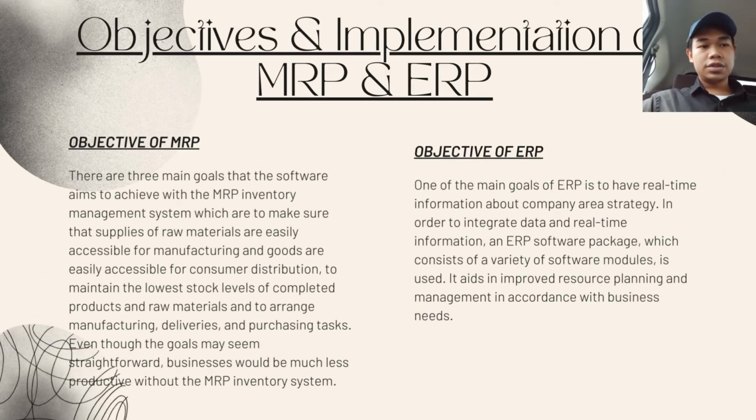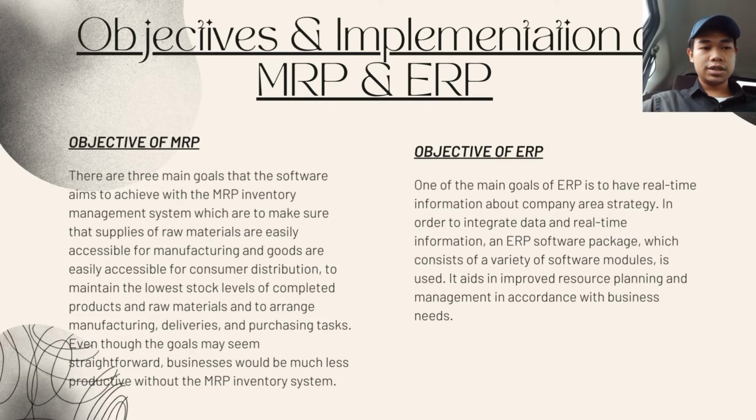So this one is objective and implementation of ERP. Objective of MRP: there are 3 main goals that the software aims to achieve in the MRP inventory management system, which are to make sure that supplies of raw materials are easily accessible for manufacturing and goods are easily accessible for consumer distribution.